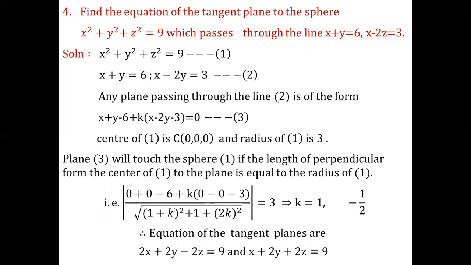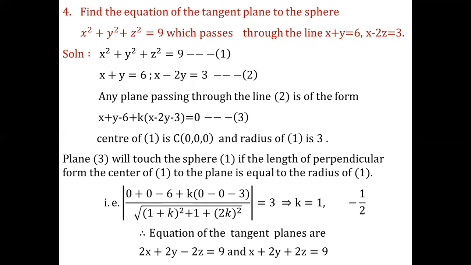One more problem similar to that. Find the equation of a tangent plane to the sphere x square plus y square plus z square equal to 9, which passes through the line x plus y equals 6, x minus 2z equals 3. Let the equation of the sphere be equation 1 and the line be equation 2. We know that any plane passing through the line 2 is of the form x plus y minus 6 plus k times (x minus 2z minus 3) equal to 0.